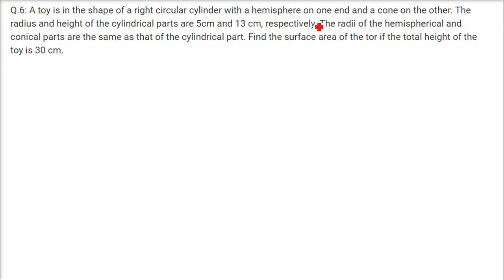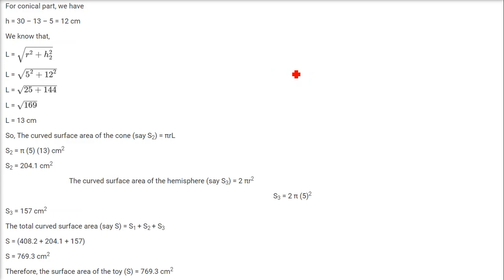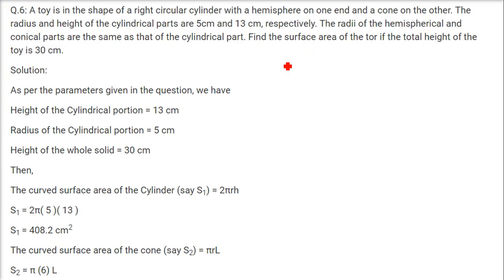A toy is in the shape of a right circular cylinder with a hemisphere at one end and cone at the other end. So if I can show you the diagram, I have to make it. So let me make the diagram first, then we may be able to understand it better. So there is a cone, there is a cylinder, and this is three parts actually. So we have a cone, we have a hemisphere, and we have a right circular cylinder.